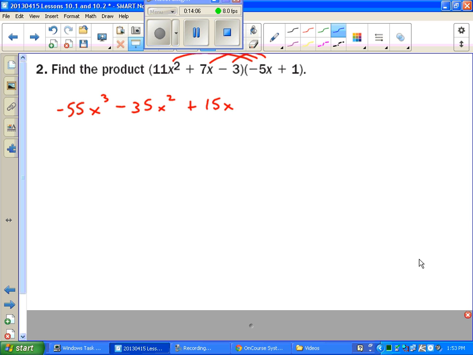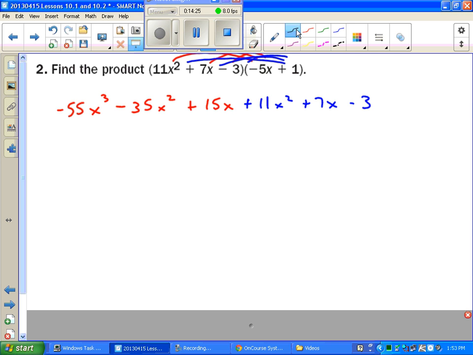The second part is to multiply the 1 times everything. We know 1 times everything is relatively simple. 1 times 11x squared is plus 11x squared. 1 times 7x is plus 7x. And 1 times negative 3 is minus 3. Now we got a great big long thing. Now all we got to do is combine all of our like terms.